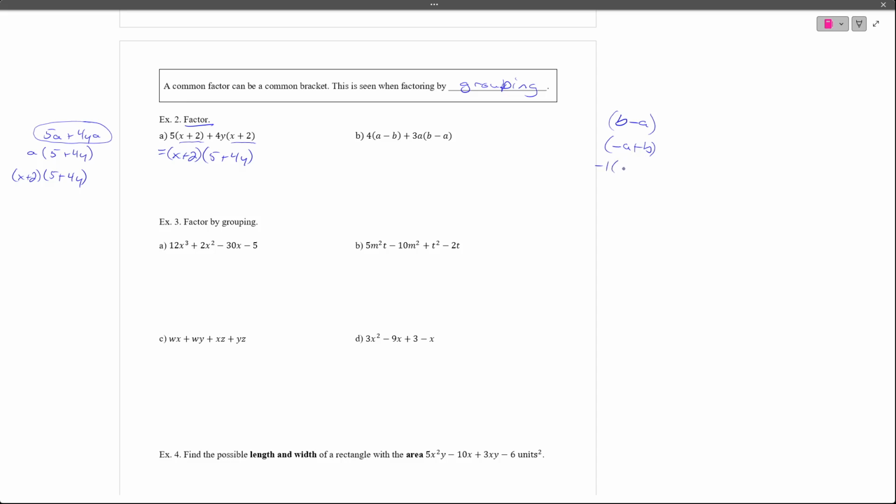My negative a becomes just a. And my b becomes negative b. Oh, look. Now I have an a minus b on both sides. But that -1 comes and works with that 3a. So let me rewrite this a little bit so you can see everything.